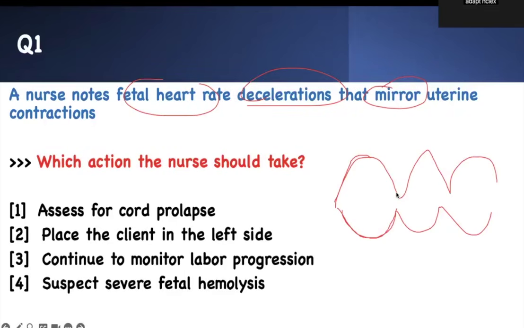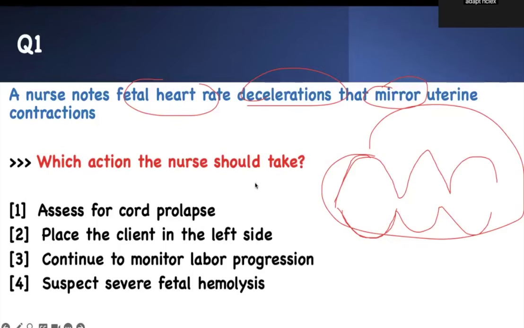Which action should the nurse take? Contraction, there is deceleration, but the deceleration is mirroring what the mommy is doing. What kind of deceleration is this? Before you answer the question, you have to define it. Is this early deceleration? Is this late deceleration? Is this variable deceleration? And after you define it, you can answer the question.